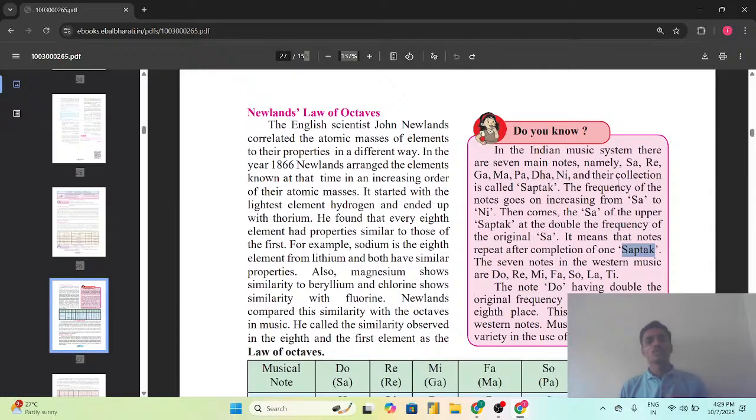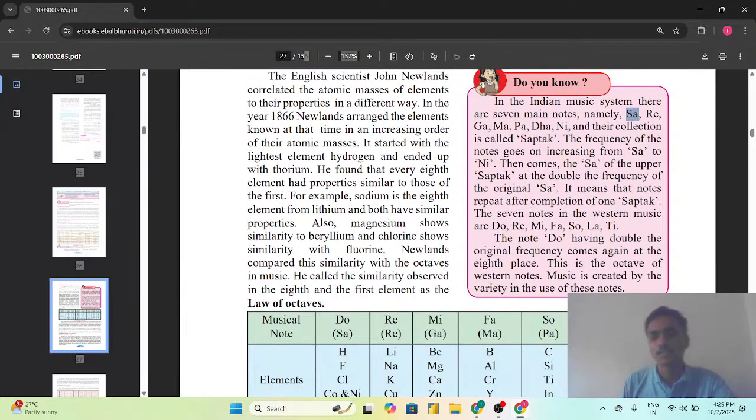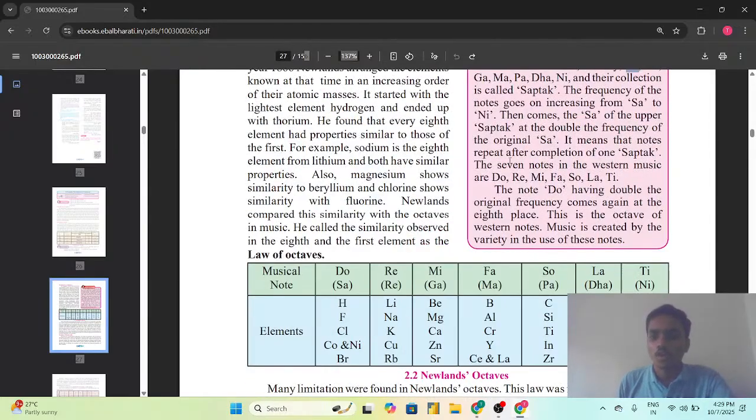So we can say that in our Indian music system there is sa, re, ga, ma, pa, dha, ni, and then the sa that comes back has double the frequency of the first sa. As we are seeing, the sa repeats at the eighth interval, which means the first and the eighth notes have similarity. In Western culture, the saptak is do, re, mi, fa, so, la, ti.